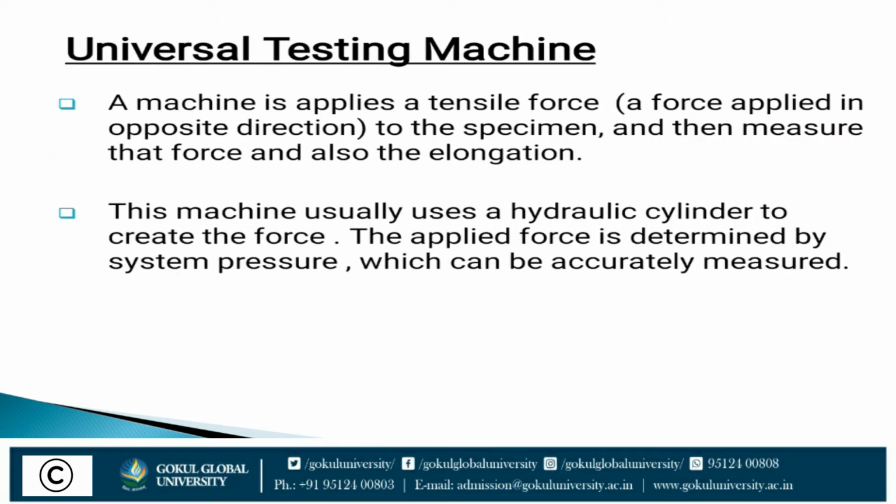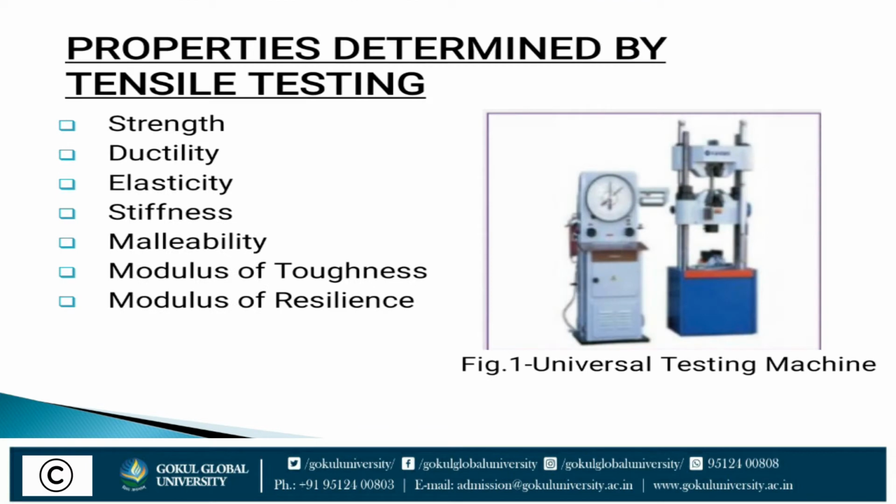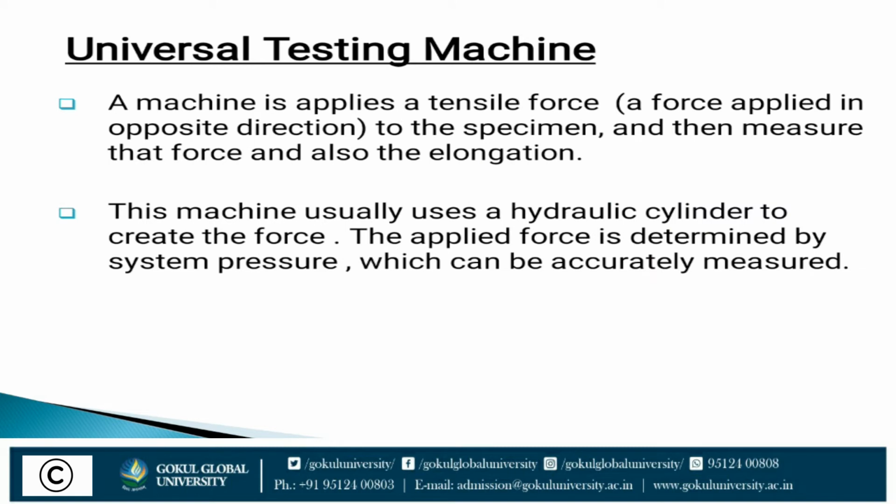Universal testing machine: how to perform the test? The machine applies a tensile force, a force applied in opposite directions, to the specimen, and then measures that force and also the elongation. This machine usually uses a hydraulic cylinder to create the force. So we can see this figure. There is a hydraulic cylinder on both sides. The applied force is determined by system pressure, which can be accurately measured.